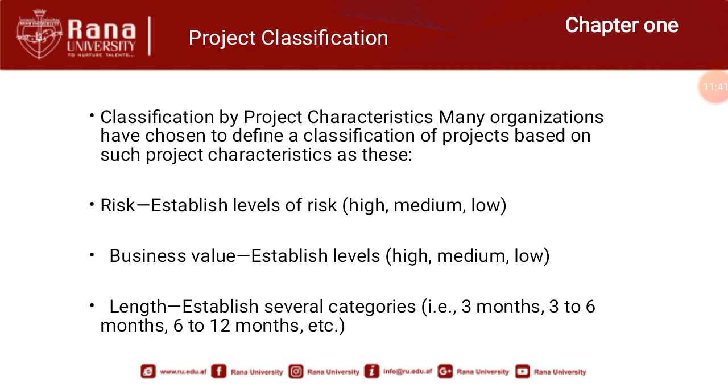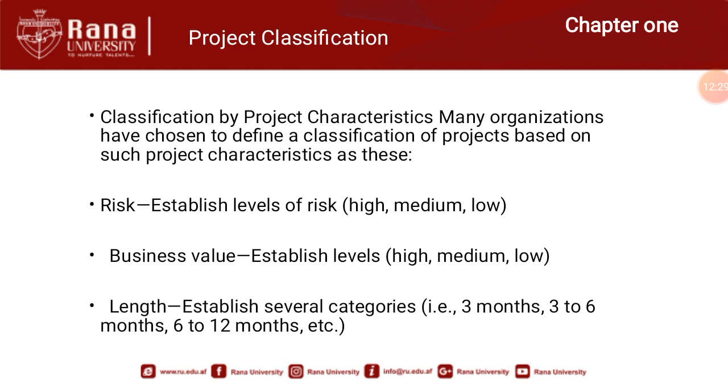The third characteristic by which organizations can classify their projects is length. Being the project manager, you have to establish several categories on the basis of which you can complete the project. For example, it can be 3 months, 3 to 6 months, or 6 to 12 months, etc. So, a project which has high risk, high business value, the length of this project will also be high. And if a project has medium risk, it will have medium business value, and the length of this project will also be medium.